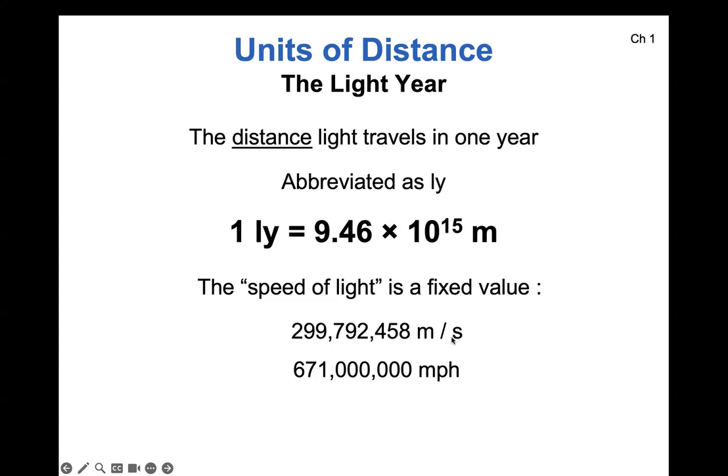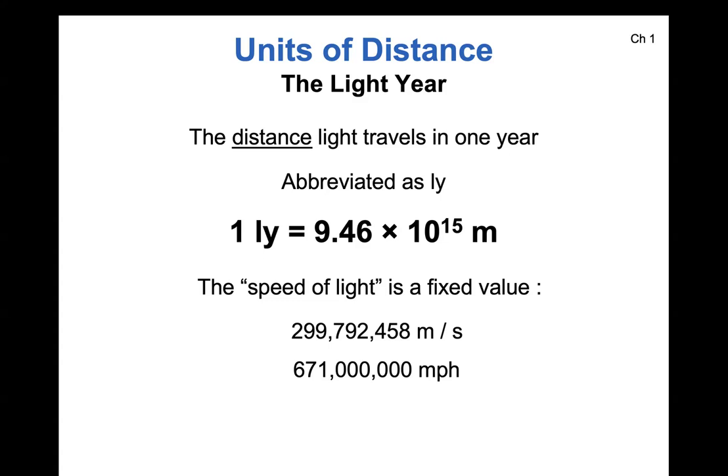299,792,458 meters per second, okay, that's how fast it travels. If you take that and you multiply it by how many seconds are in a year, right? Because you just take your seconds, you multiply 60 seconds into a minute, you multiply 60 minutes into an hour, then you multiply 24 hours into a day, then you have to do a year. By the way, every time we talk about a year in astronomy, and this is super relevant because a light year is such a common unit, we assume that there's 365.25 days in a year.